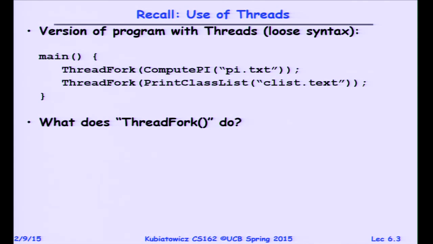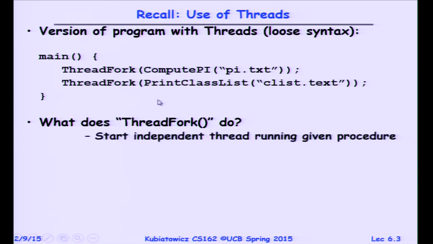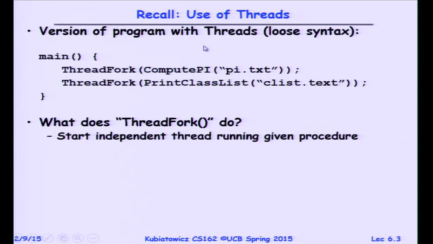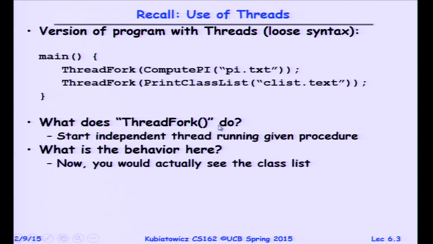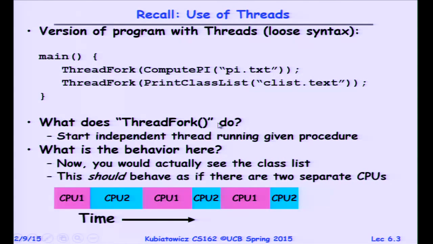And so what does thread fork do? Thread fork goes by many names and many syntaxes, but roughly speaking, it creates an independent thread, and it's usually given some function and some arguments for that function. And what's the behavior? You actually see the class list, and this will interleave things. Were there any questions on that?